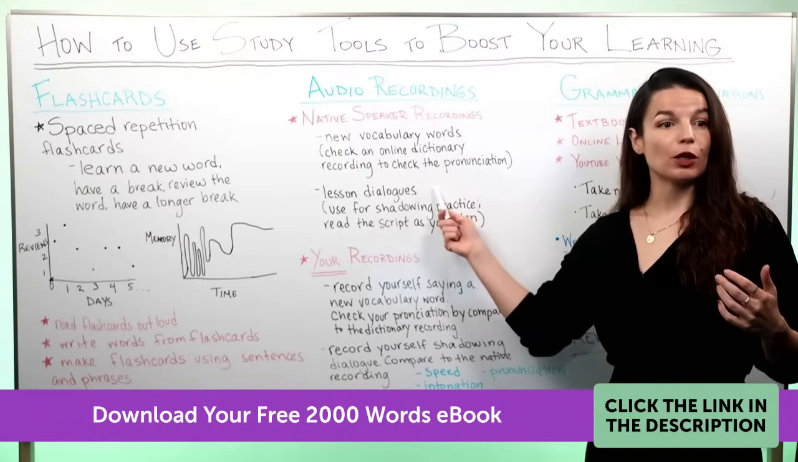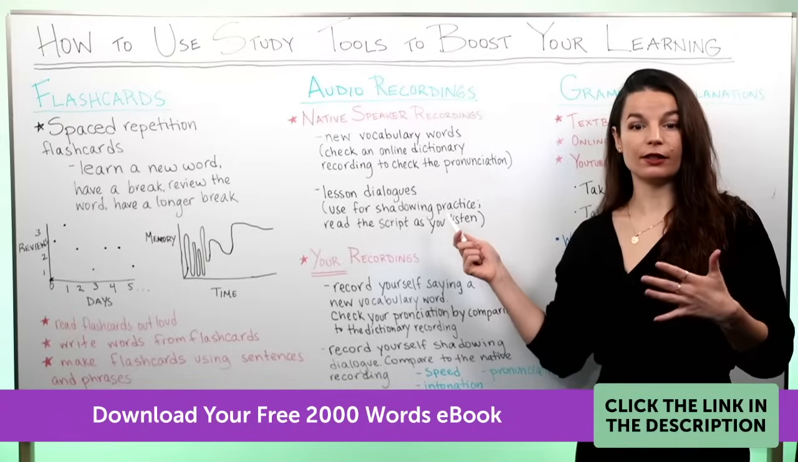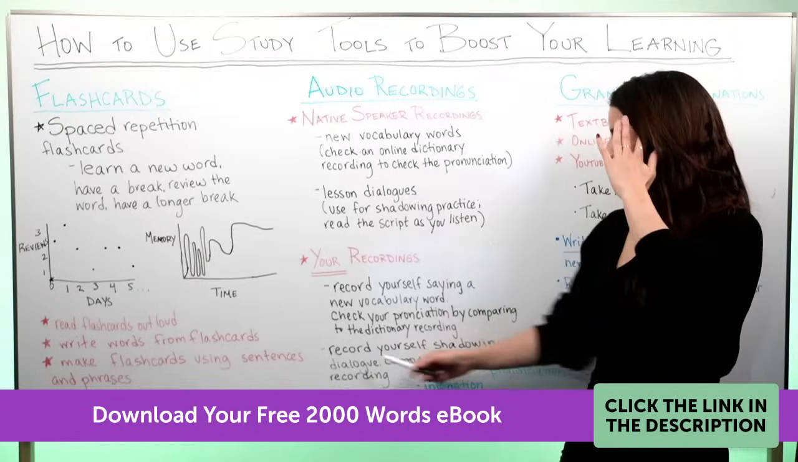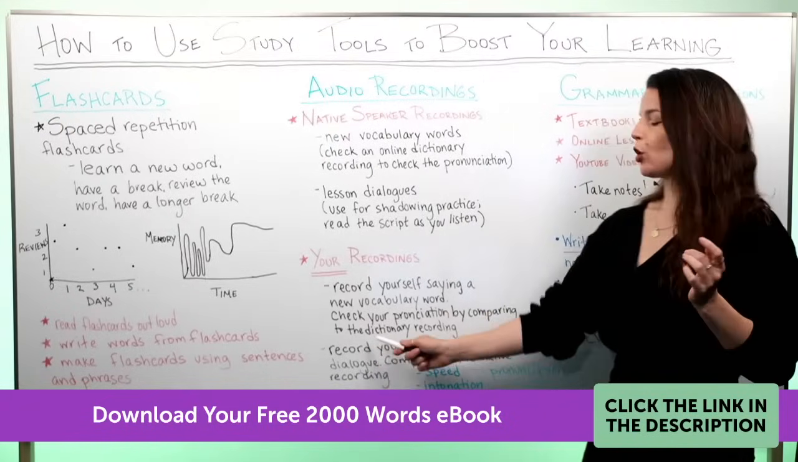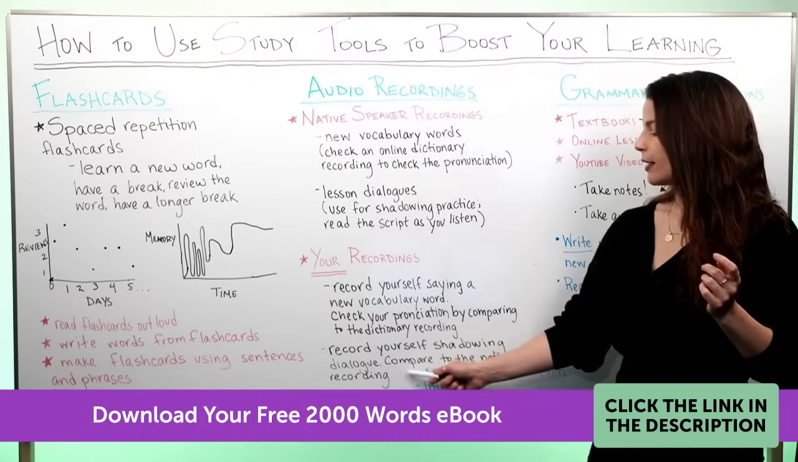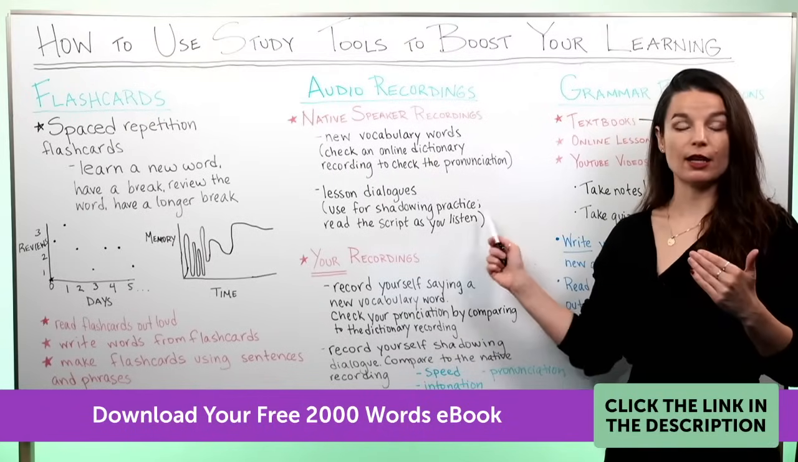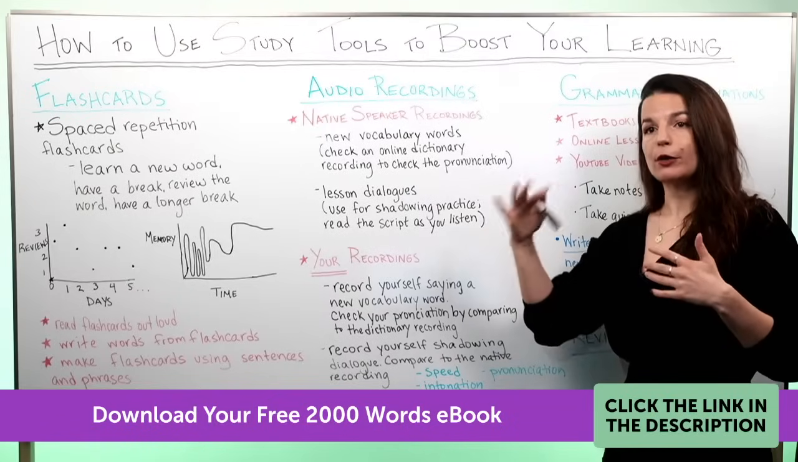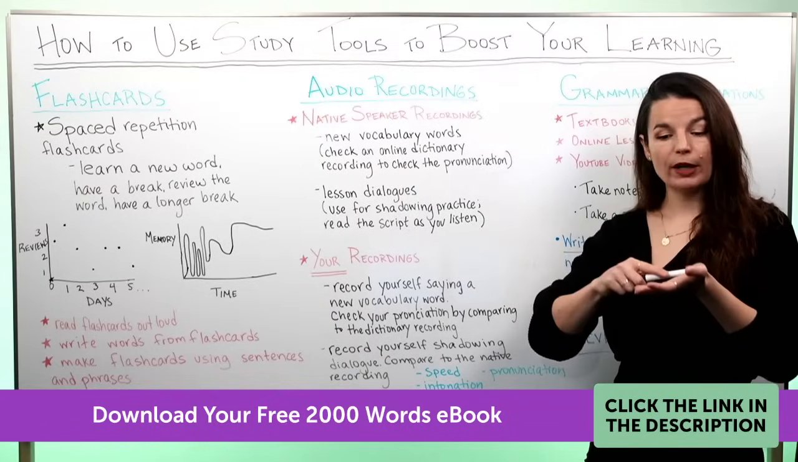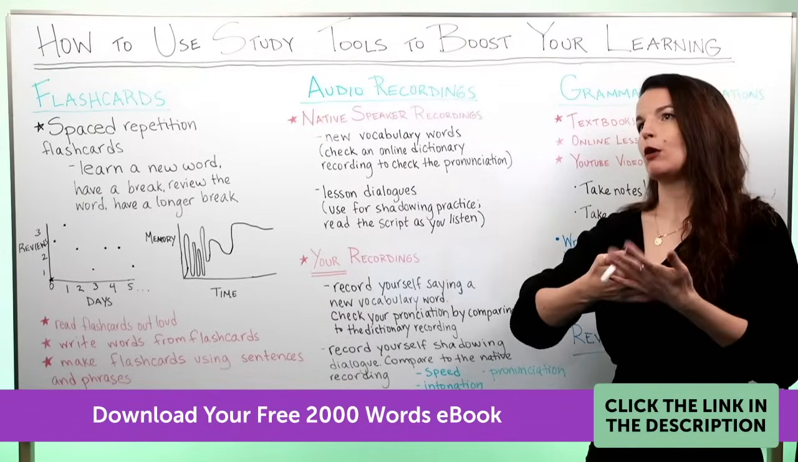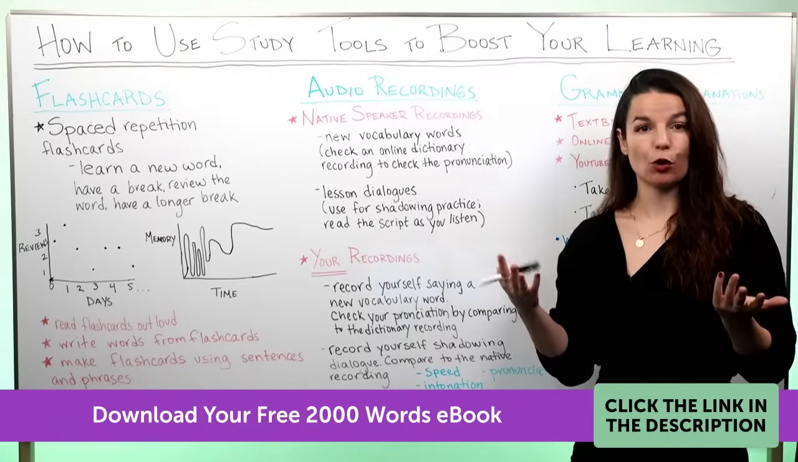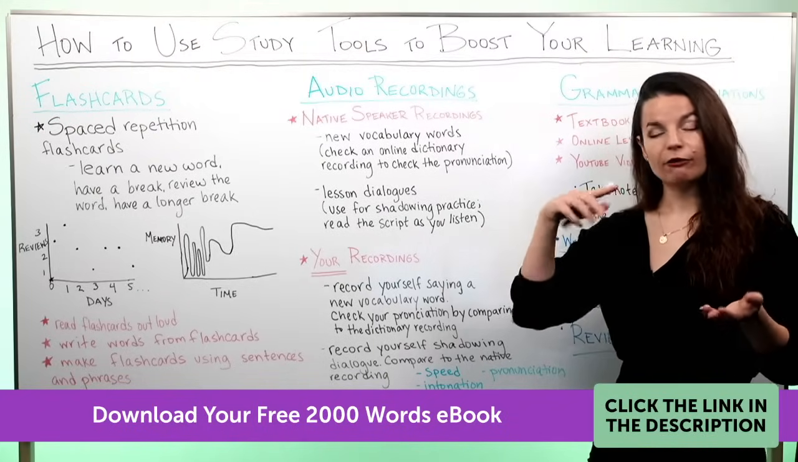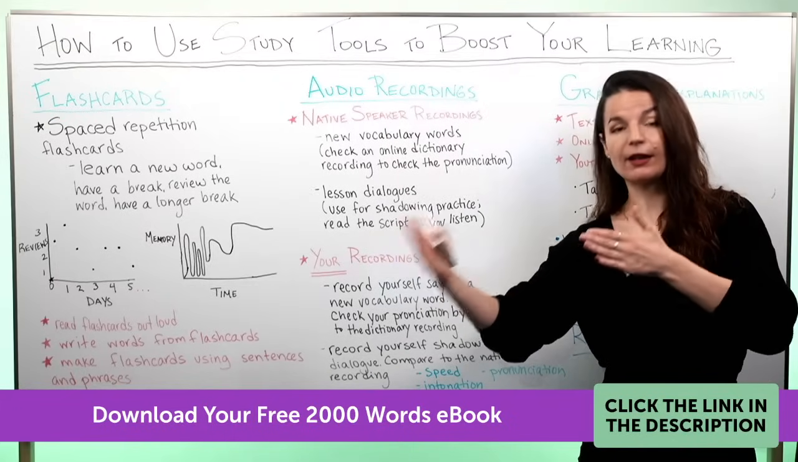You can do this when you shadow the lesson dialogues too, yeah? All right, and second here, you can record yourself shadowing the dialogue and compare to the native recording, like I just said. So when you do this, when you shadow somebody, so that means you're repeating quickly after them, you make like maybe 1 minute or maybe 3 minutes recording. So listen to yourself and then listen to the native and then compare.